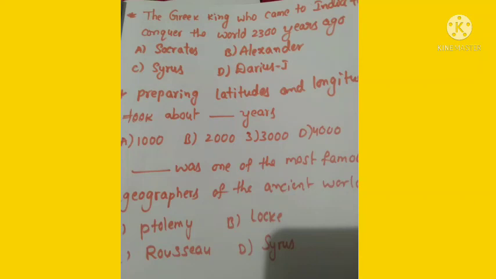Next one. Preparing latitudes and longitudes took about dash years. Options: A. 1000, B. 2000 years, C. 3000, D. 4000. Answer is B. 2000. Dash was one of the most famous geographers of the ancient world. Options are A. Ptolemy, B. Locke, C. Rousseau, D. Cyrus. Answer is A. Ptolemy.